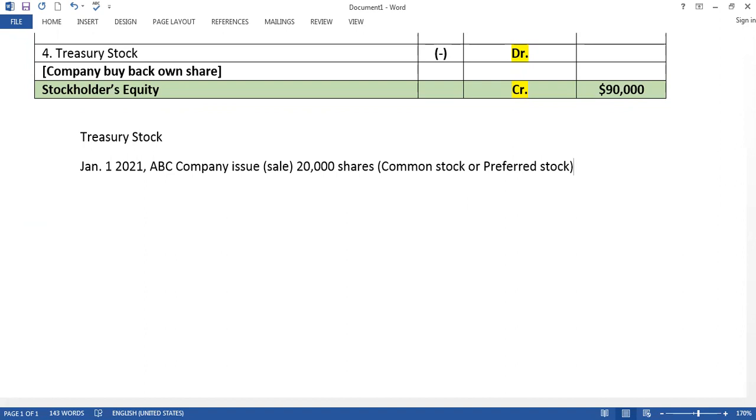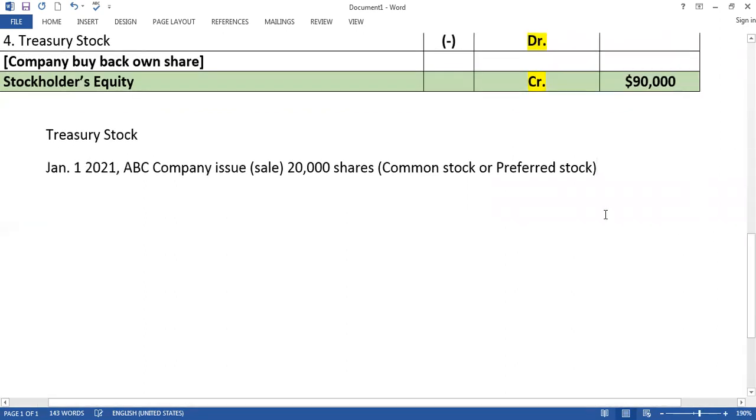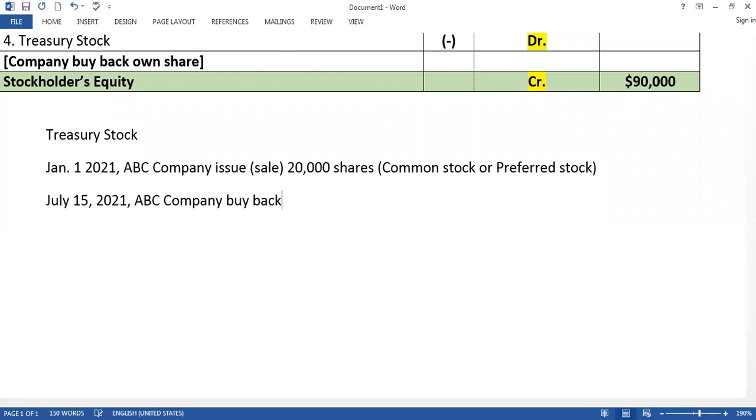So January 1st, 2021, ABC company issues or sells 20,000 shares, and these shares may be common stock or preferred stock. Now on July 15, for example, ABC company buys back 5,000 shares from the shareholders.